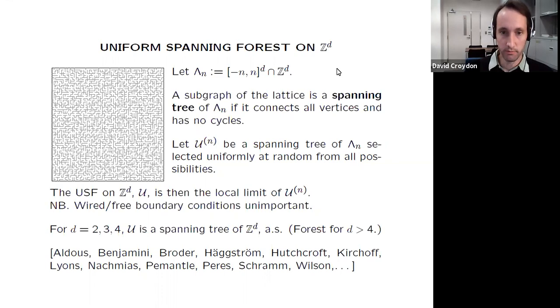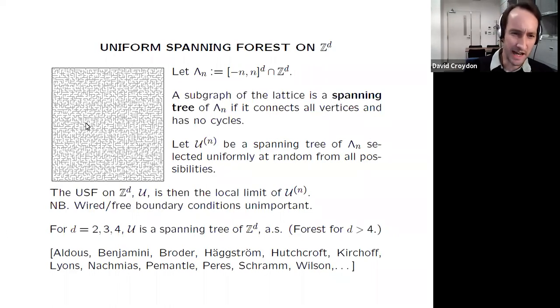Like I say, you met the uniform spanning tree on a finite graph last week. So let's start off by thinking about a finite graph, where it's easy to define a uniform spanning tree. Let's just take a box in Z^d. We'll use n to represent the scale factor here. For any finite connected graph, we can define a spanning tree, namely a subgraph of the original graph that connects all the vertices and has no cycles.